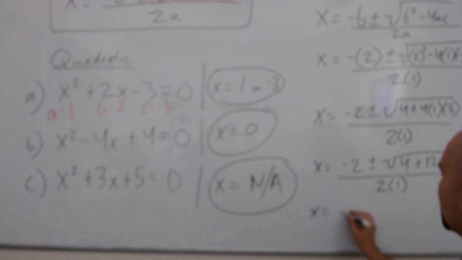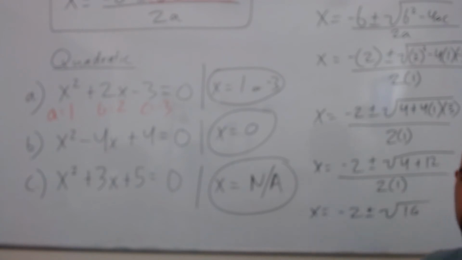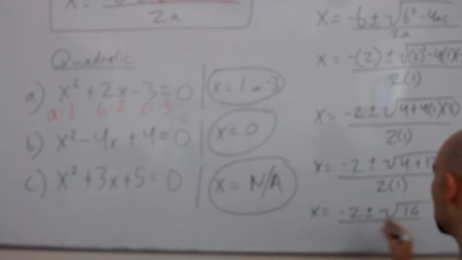X equals -2 plus or minus the square root of 16. That's a promising number, right? For finding in the radical. And then over, I'm going to go ahead and deal with this now. 2 times 1 is 2. Finally, x equals -2 plus or minus 4, all that over 2.